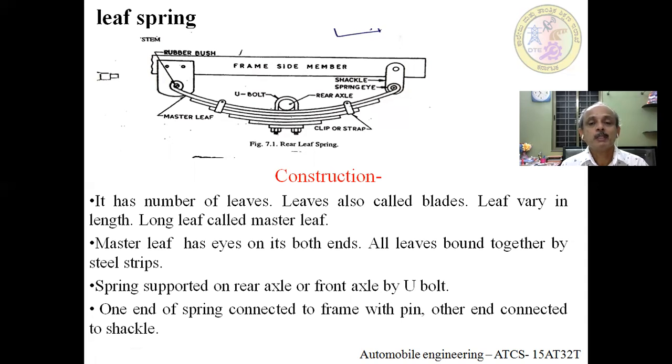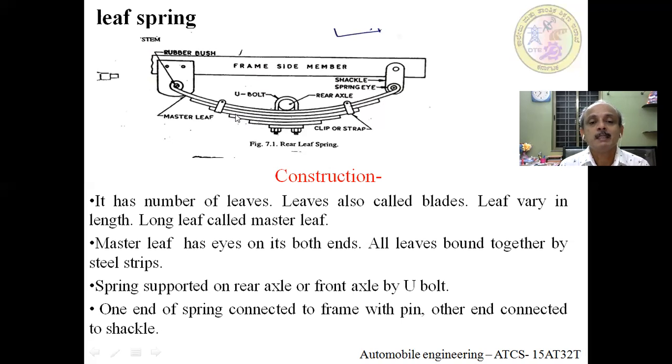Before going to the next topic, McPherson, we'll see the leaf spring again. This is a simple diagram. It has a frame side member, and then it has master leaf, U-bolt, rear axle, shackle, spring eye, clip or strap, and in the construction it has a number of leaves. Each is called a leaf. When combined, they become leaves, also called blades.